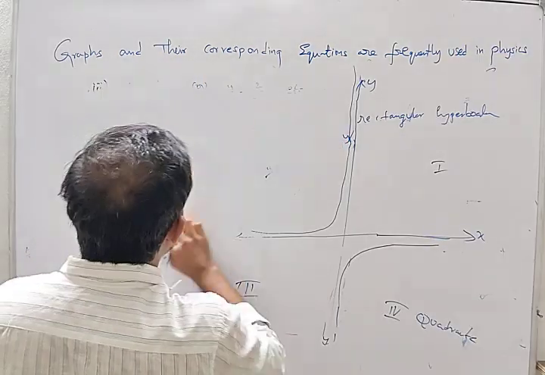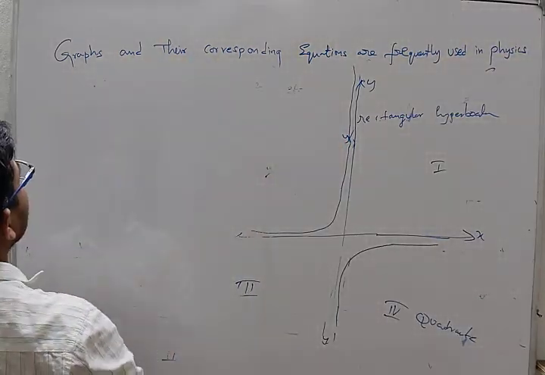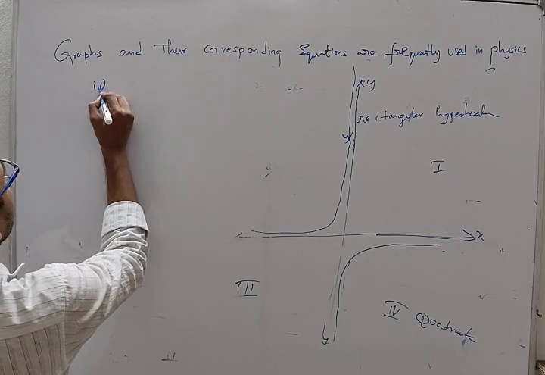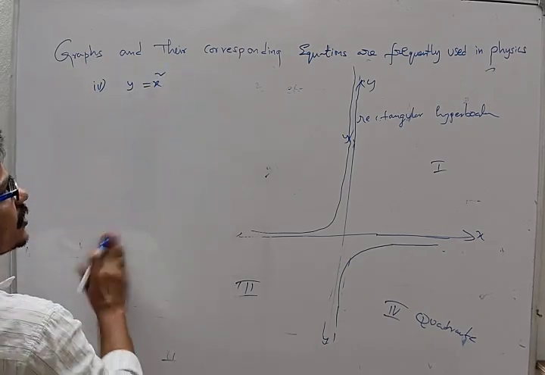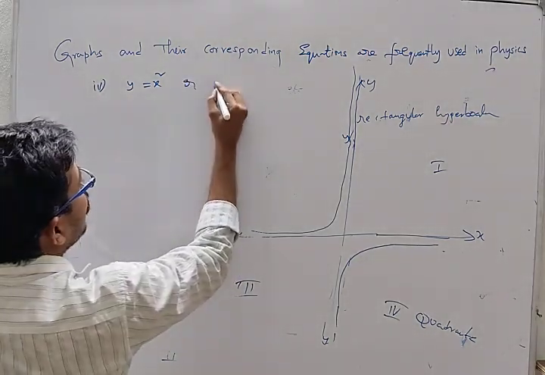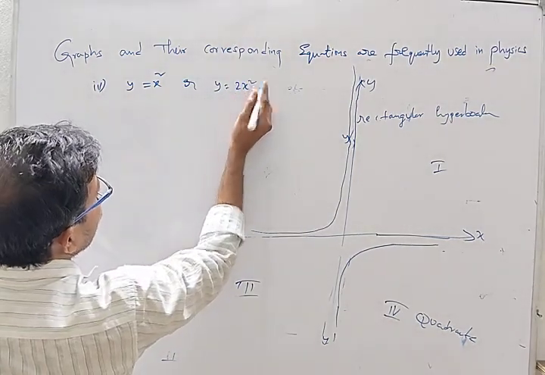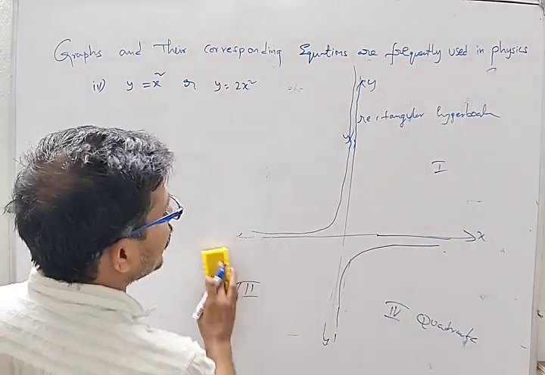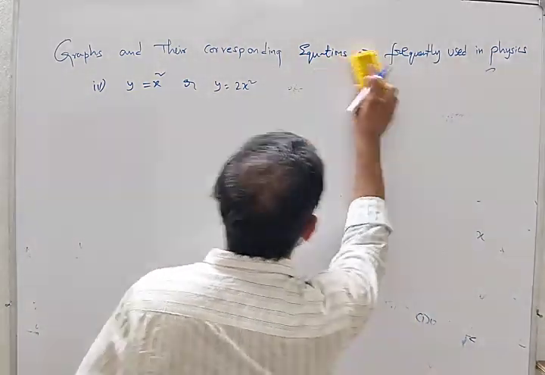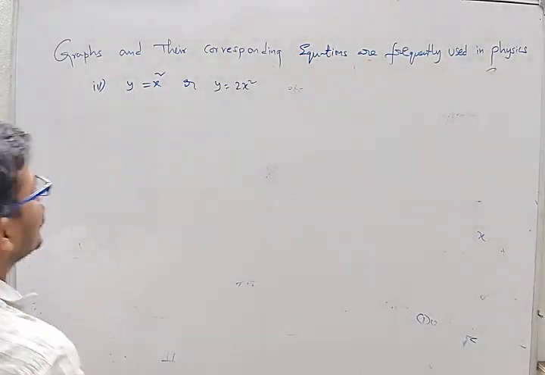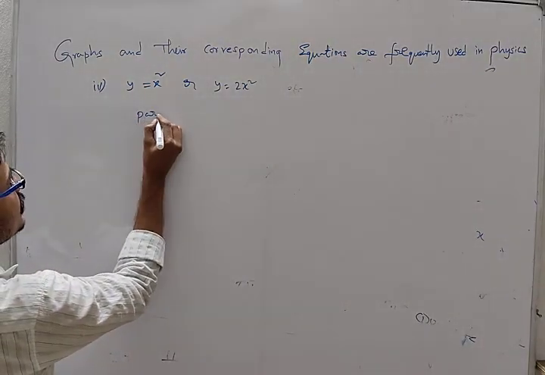Now our next graph is the fourth one. y is equal to x square, or y is equal to 2x square. These types of general equations are nothing but parabola general equations.